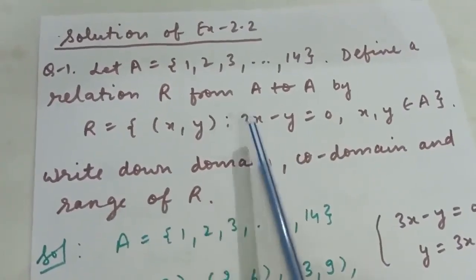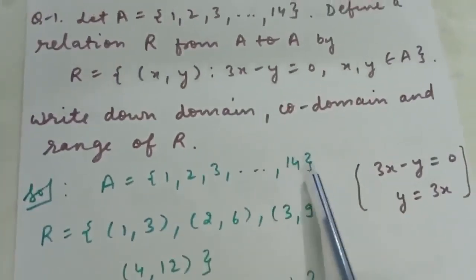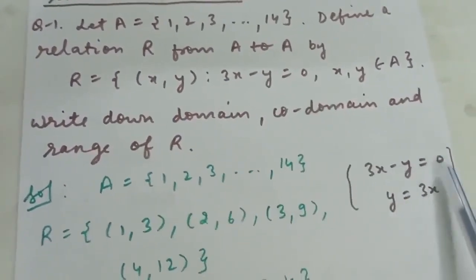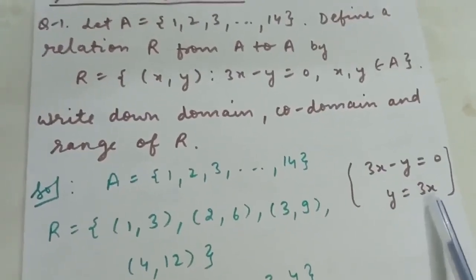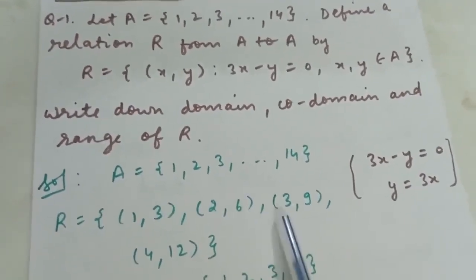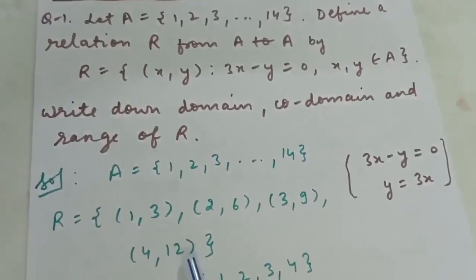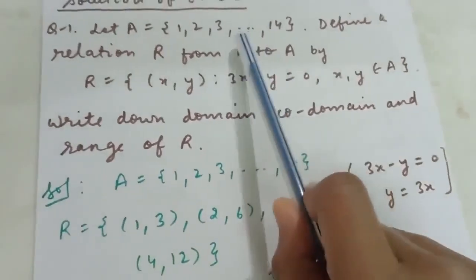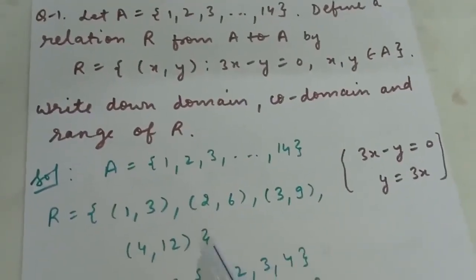For this, first of all, we will find the relation R in roster form. A is given as 1 to 14. The relation is defined such that 3x minus y is 0. So y is equal to 3x, that is, the second element is thrice the first element. So if x is 1, y is 3; x is 2, y is 6; x is 3, y is 9; x is 4, y is 12. We cannot take x as 5, because thrice of 5 will be 15 and 15 does not belong to the set A, right? So relation R is this set.